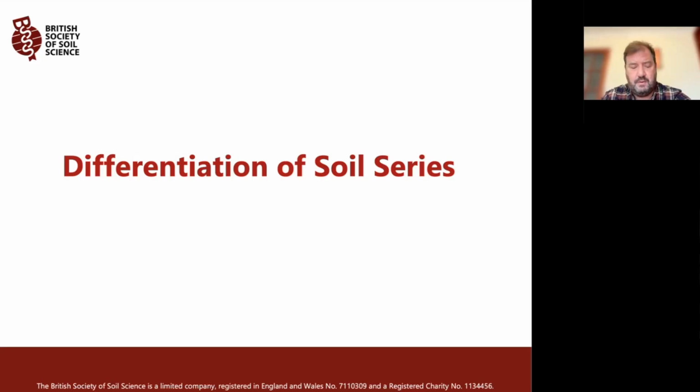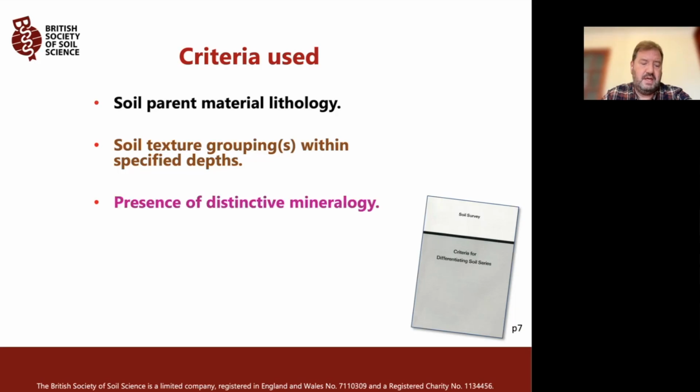So these are some of the reasons for having this sort of clear differentiation of soils. And the sort of criteria that we could look at, and again, I'll just draw attention to a different book, which is the criteria for differentiating soil series. And again, I'll put a copy of this for your access on the portal as well. It can contain a number of things. So first of all, parent material lithology, soil texture groupings, and the presence of distinctive mineralogy.